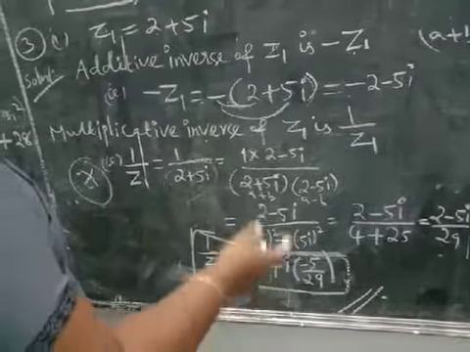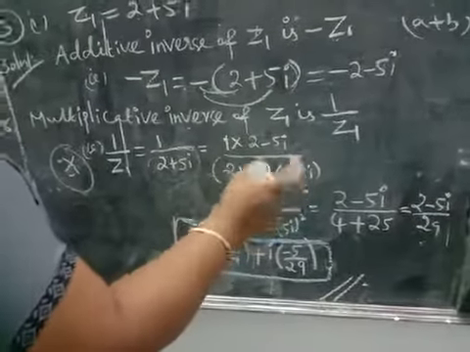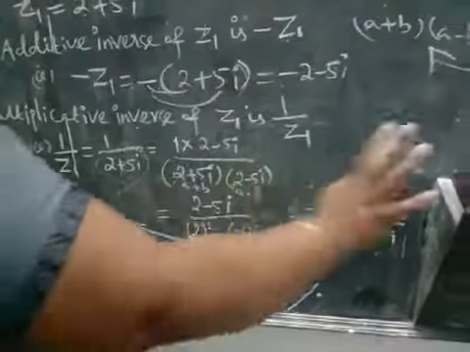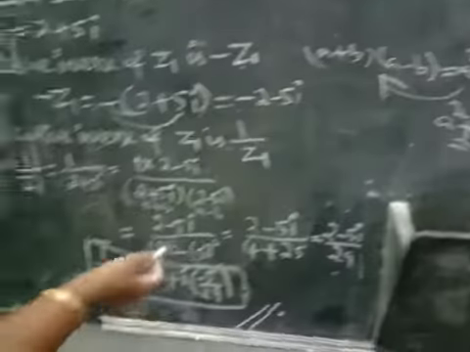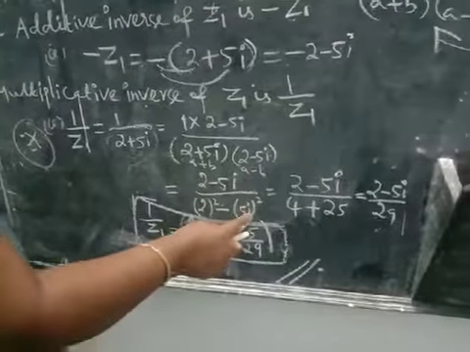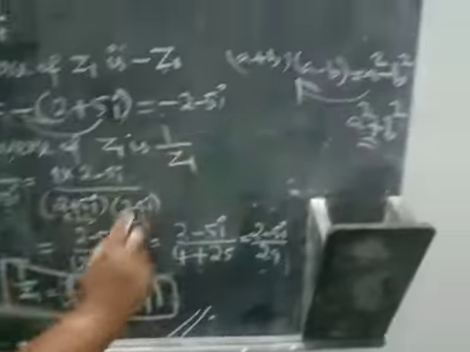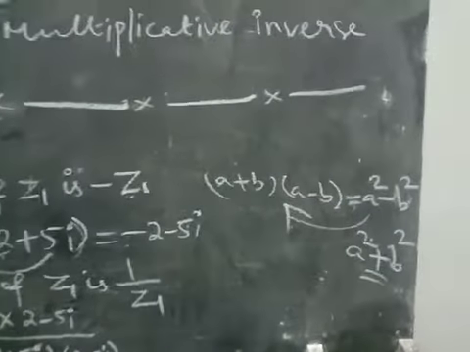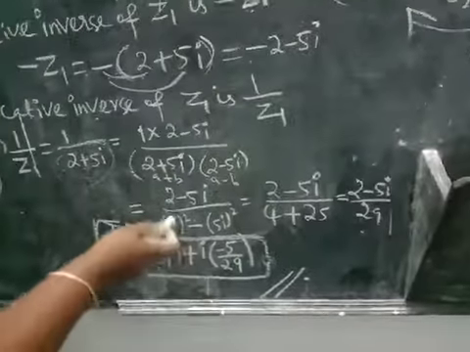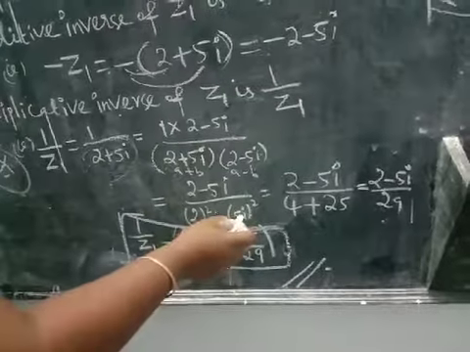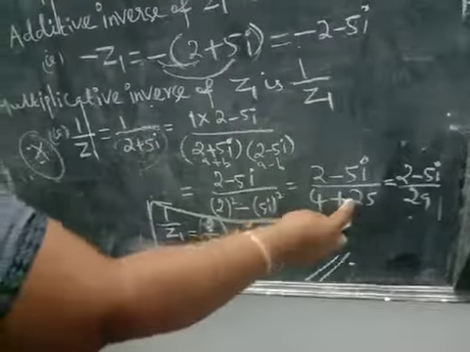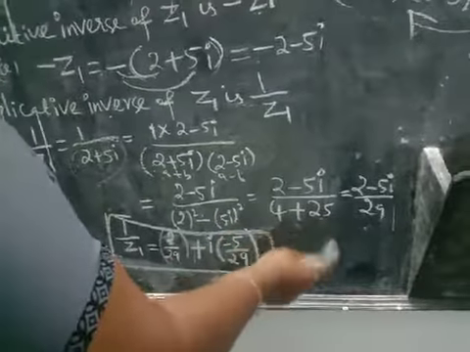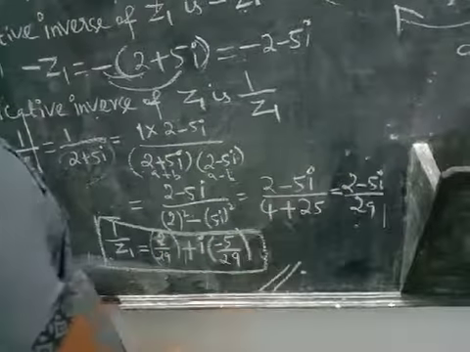That's why, while multiplying complex numbers, if the form is a plus b into a minus b, just write a square plus b square. In that time don't put i, because b is 5i, so obviously the answer is a square plus b square. Here I am explaining in detail: 2 square plus 5i square. 5 square is 25, i square value is minus 1, so minus into minus is plus: 4 plus 25. So 2 minus 5i by 29.